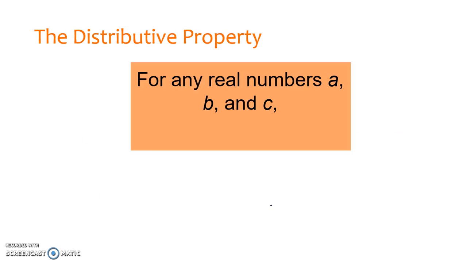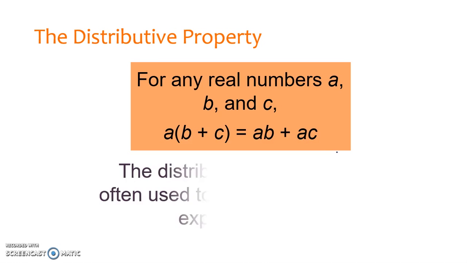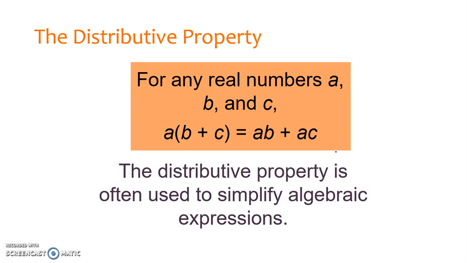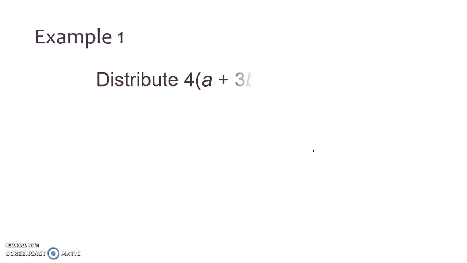So the distributive property in your notes says for any real numbers a, b, and c, a times the quantity of b plus c is the same as saying a times b plus a times c. The distributive property is often used to simplify algebraic expressions. So if it says simplify and you see something like this, you're going to need to go ahead and apply your distributive property.